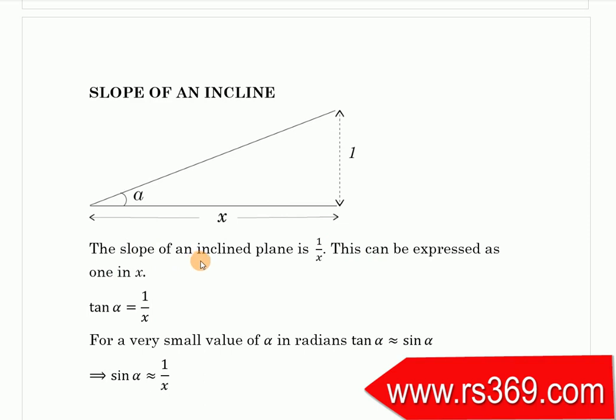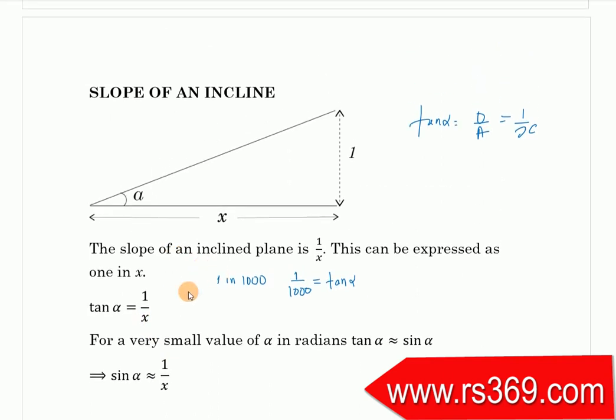You shall be seeing questions where they tell you that a vehicle will begin an ascent of a slope of 1 in something. So if the slope is 1 in 1,000, it means the slope is 1 over 1,000, and in most cases that is the same as the tangent of alpha. If this is alpha, this is the opposite, this is the adjacent, and tangent of alpha is opposite over adjacent. So the opposite, which is 1, divided by the adjacent, which is x. So tangent of alpha is equal to 1 divided by x.